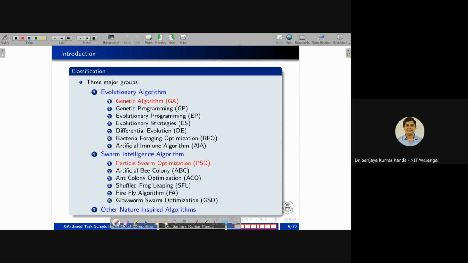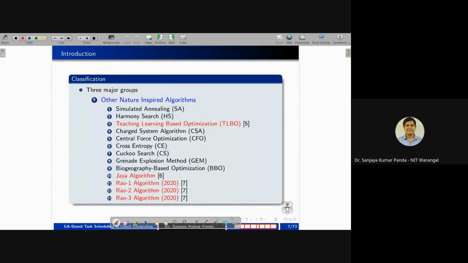We will focus more on genetic algorithm. Similarly, under the category of swarm intelligence algorithm, we have particle swarm optimization, which we will cover in this program. And apart from PSO, we have artificial bee colony optimization, ant colony optimization, shuffled frog leaping algorithm, firefly algorithm, glowworm swarm optimization, and many other algorithms come under swarm intelligence algorithm. Similarly, we have other nature-inspired algorithms. If you see the list, you will find simulated annealing, which is based upon temperature.